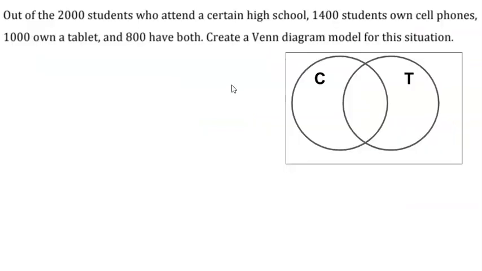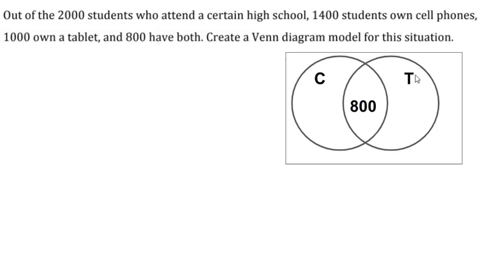Out of the 2,000 students who attend a certain high school, 1,400 students own a cell phone, 1,000 own a tablet, and 800 have both. Create a Venn diagram model for this situation. So I've started with my two circles, one for cell phones, one for tablets. And I'm going to start with what's in the middle, because 800 students have both.